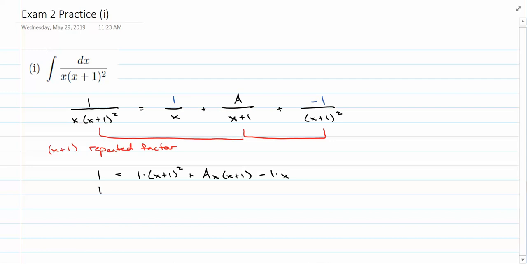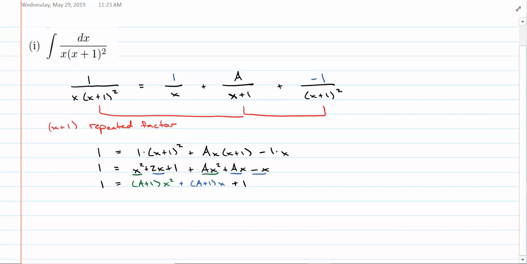All right, now let's go ahead and multiply out the right-hand side. If I multiplied this out, I'd have an x squared plus 2x plus 1. We'd have an ax squared plus ax, and then minus x. And we could combine the like terms. x squared and ax squared would combine to give you (a plus 1)x squared. You also have 2x, ax, and minus x. If you combine all those, I think you would get (a plus 1)x, and then we also have a plus 1.